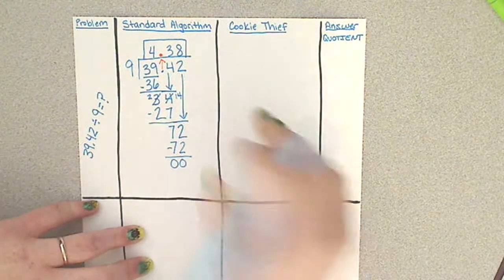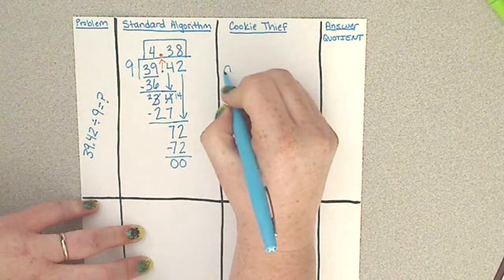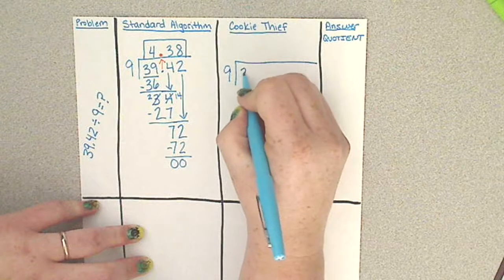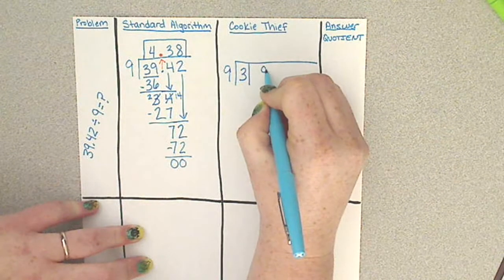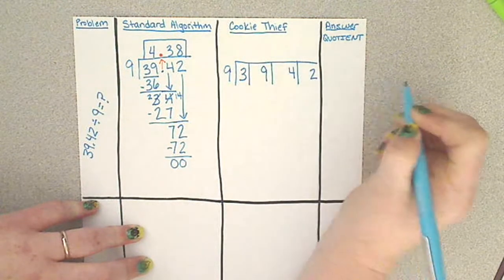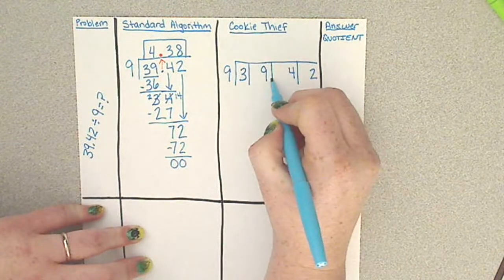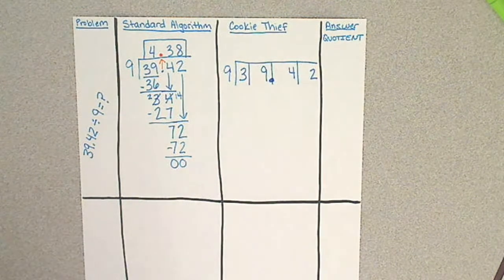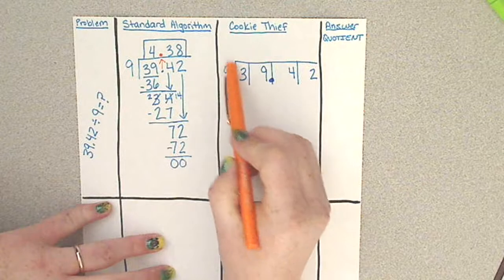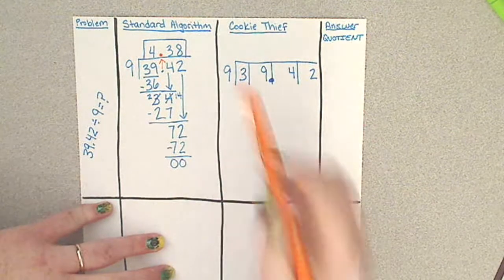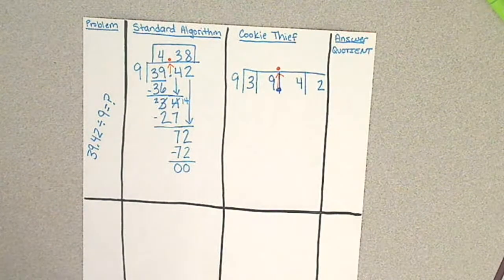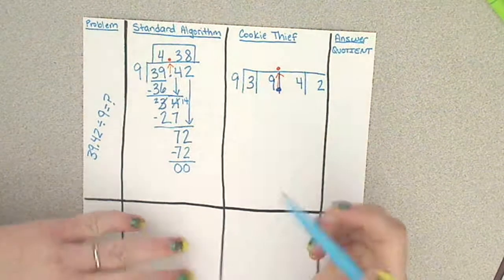Now let's take a look at these steps in the cookie thief method. Our divisor still goes on the outside. We build our apartment building. We have a small first apartment, bigger second apartment, and a little bit bigger on our last ones. Now, I'm going to put my decimal on the wall in between, and just like we did in the standard algorithm, if there is no decimal in your divisor, all you have to do is drag the decimal up into your quotient and then divide like normal.